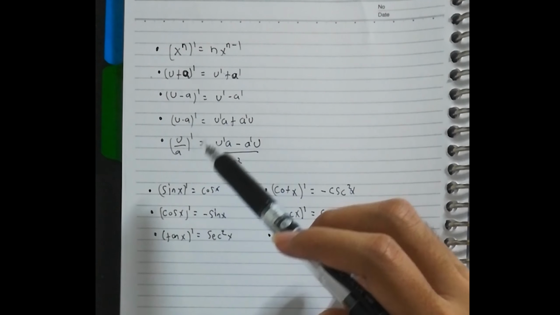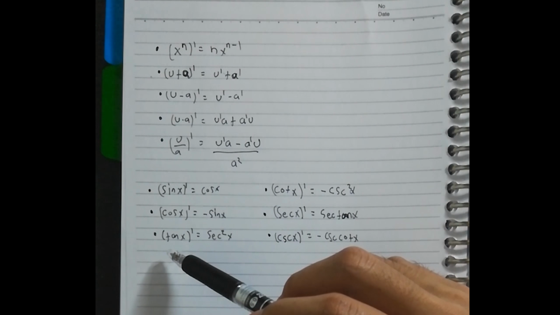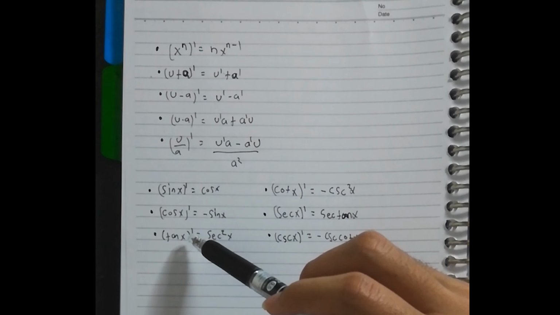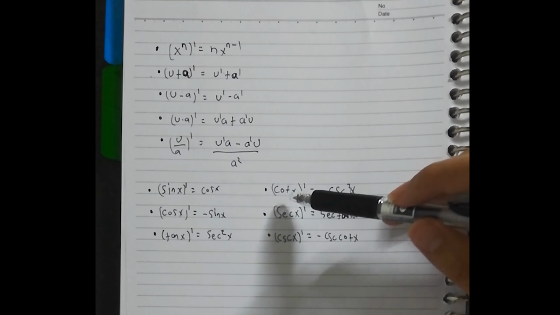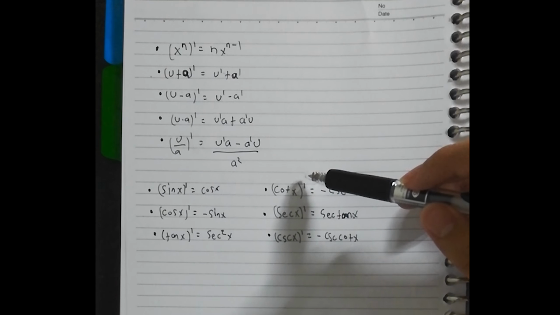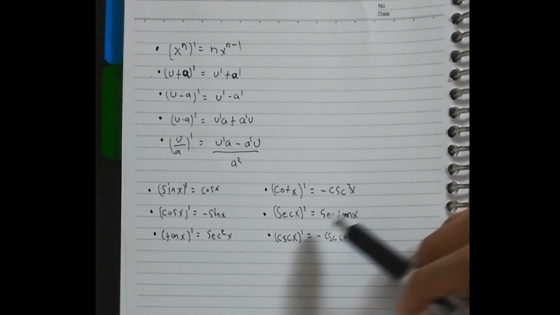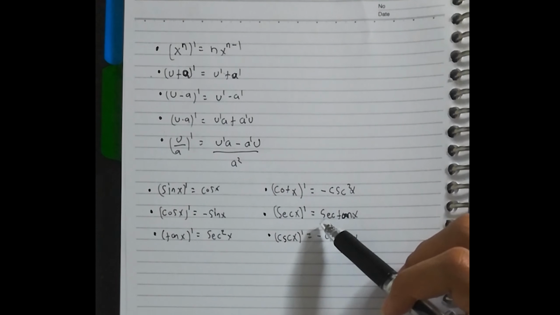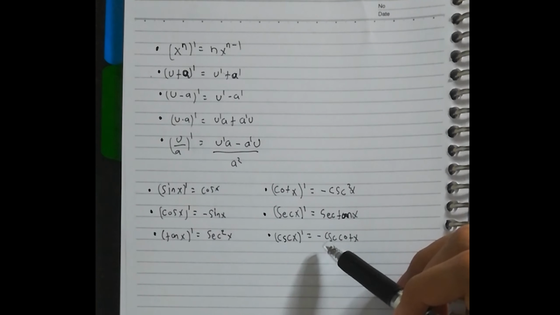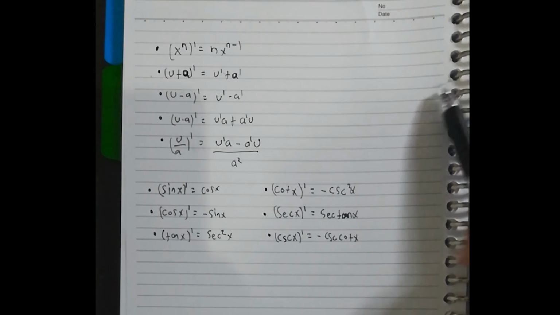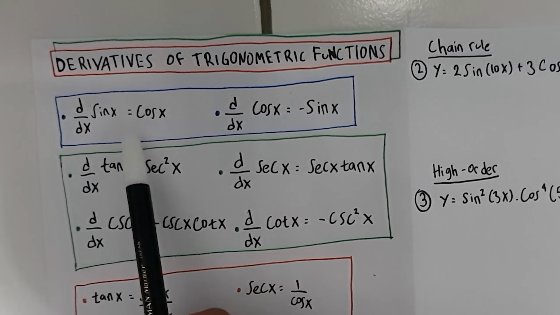The derivative of sine x equals cos x. The derivative of cos x equals minus sine x. The derivative of tan x equals sec squared x. The derivative of cotangent equals minus cosec squared x. The derivative of sec x equals sec x tan x. The derivative of cosec equals minus cosec x cotangent x. So these are the important derivatives of trigonometric functions.